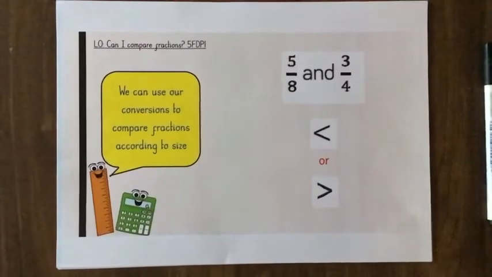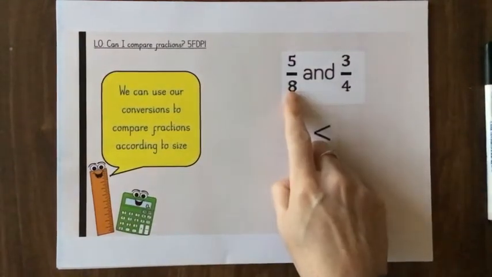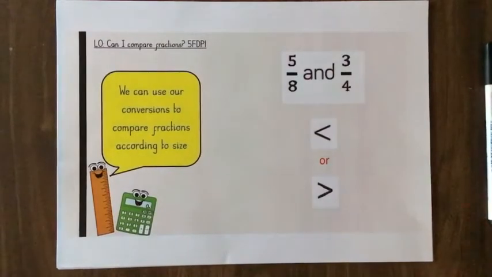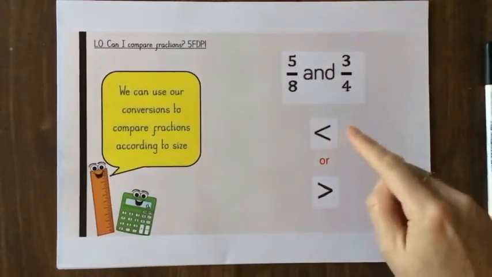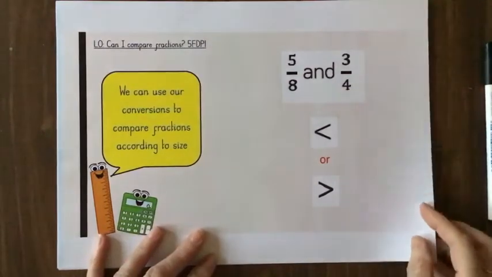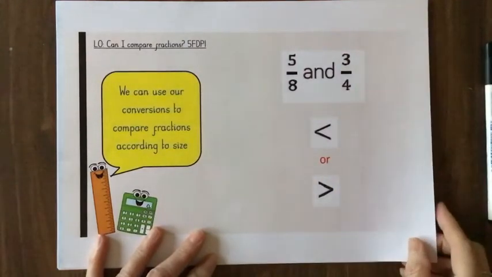Okay, so now we've looked at counting in fractions, we're going to look at comparing two fractions. And here we've got 5/8 and 3/4. And the question is asking us to compare which one is the greater. So to do this, we need to use our conversions. We need to convert the denominators so that they're the same, so they can be easily comparable.